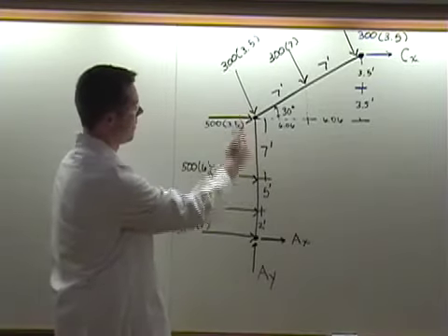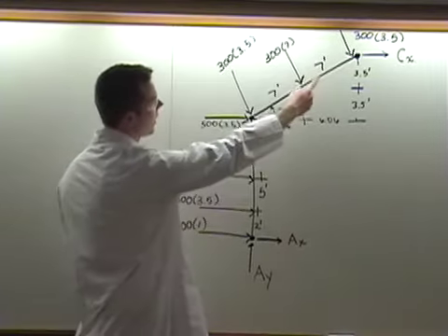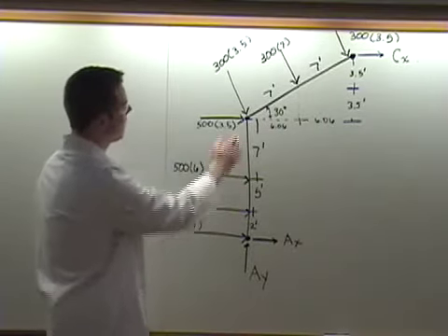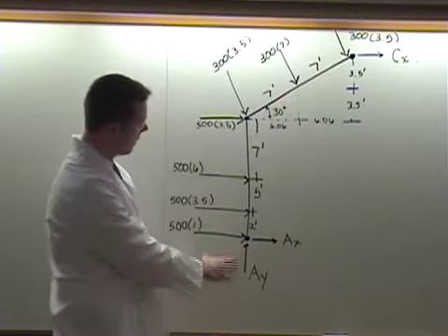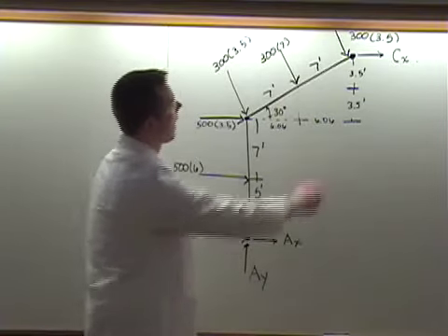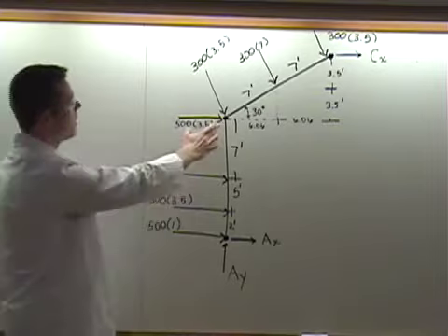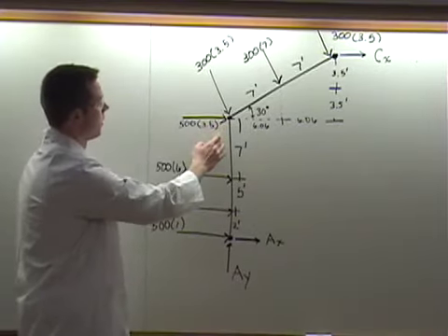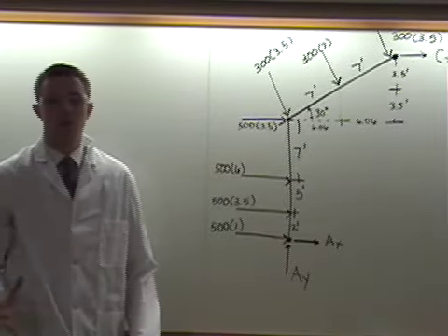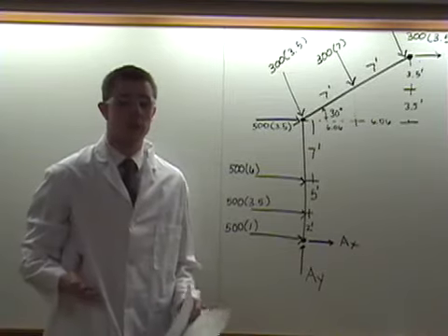It consists of a vertical member and an inclined member with points A, B, and C. There's a pin connection at A. At the support C, there is a roller connection, and then B is fixed at this joint. The first step to solving this problem is we want to find the external forces.